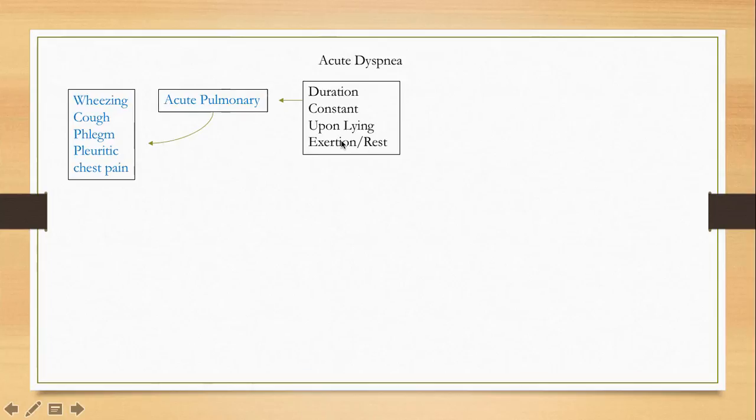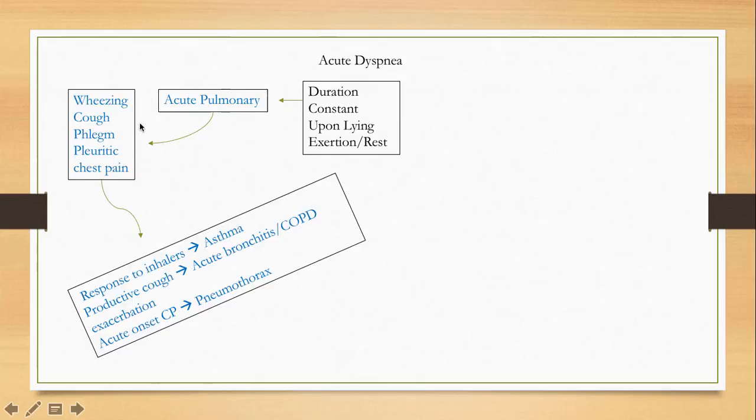If they say it's about the same, then maybe it is not cardiac. And then the rest of the features would be they may have wheezing, they may have cough and phlegm and pleuritic chest pain. So although the chest pain is present, it is usually pleuritic because now the pleura is involved, and that's how you know that it is probably pulmonary.